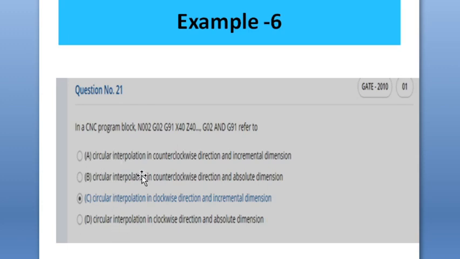There are 4 options: circular interpolation in clockwise direction, circular interpolation in counterclockwise direction, circular interpolation in clockwise direction and incremental mode, circular interpolation in clockwise and absolute dimension. There are 2 codes used in sequence number 02, G02 and G91. We take this block: G02 for clockwise direction, G91 for incremental. Therefore, option 3 is correct: circular interpolation in clockwise and incremental dimension.